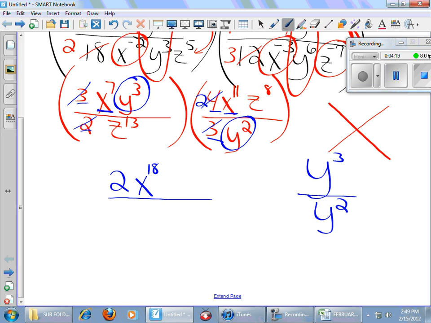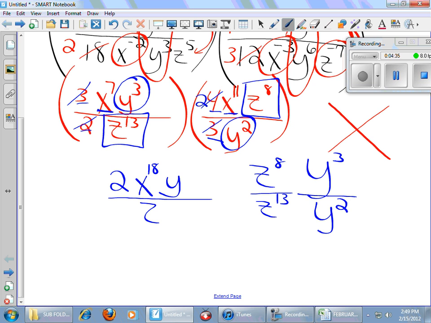And that will simplify to a plain old y in my numerator. I have a z to the 8th in the numerator and a z to the 13th in the denominator. Easy for me to say. And that would simplify down to a z to the 5th in my denominator, and I am done.